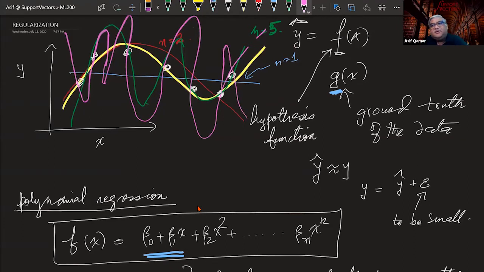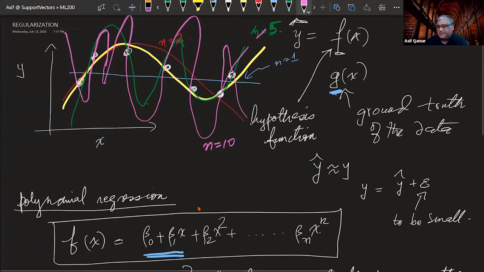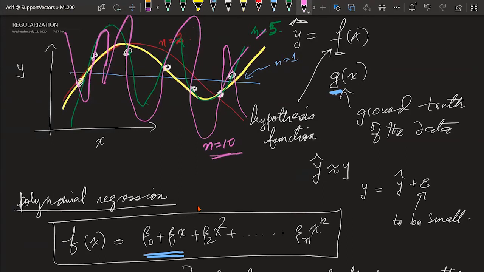So what happens is, if you go to n is equal to 10, you have a complete fit to the data. It seems to go through all the points, doesn't it? But do you think n is equal to 10, something like this, is the correct solution? What does your intuition say? What is the problem that this model is having? Overfit. It has overfit the data.